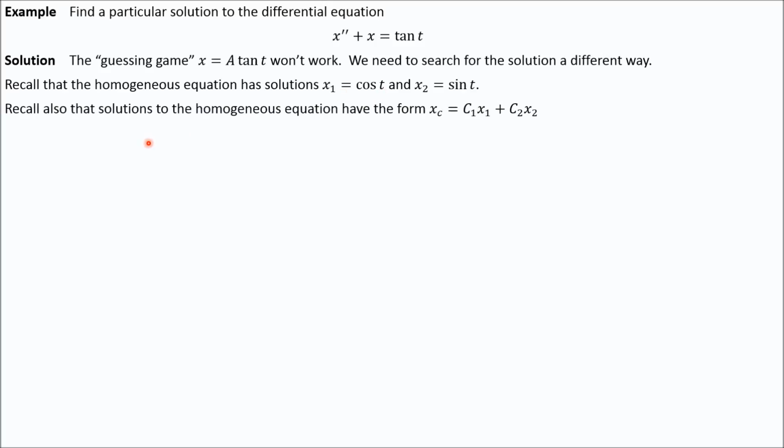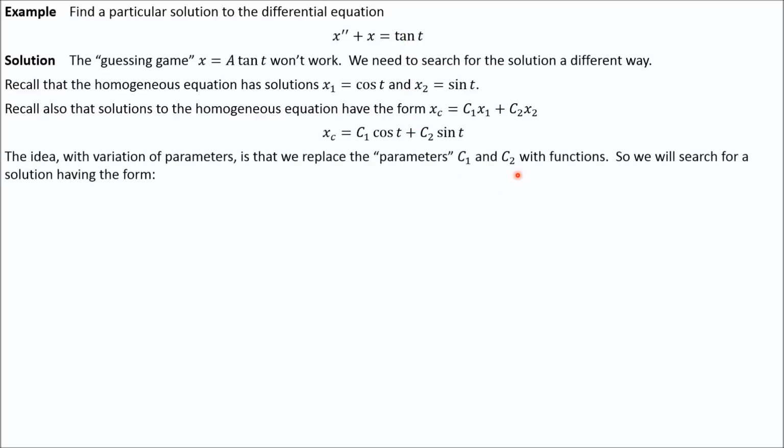Then recall that the general solution to the homogeneous equation has this form, c1x1 plus c2x2, which is this. So this is the general solution to the homogeneous equation when we put a 0 here. But how do we deal with the tangent? In variation of parameters, we replace the parameters c1 and c2 with functions. So we're going to search for a solution having this form, where we've replaced c1 and c2 with functions u1 and u2 of t.